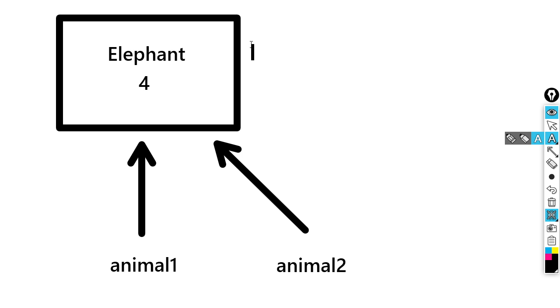This means that if I change elephant to tiger, the value will be rectified. And as I've made the change using animal 2, the same value will be reflected here as well.